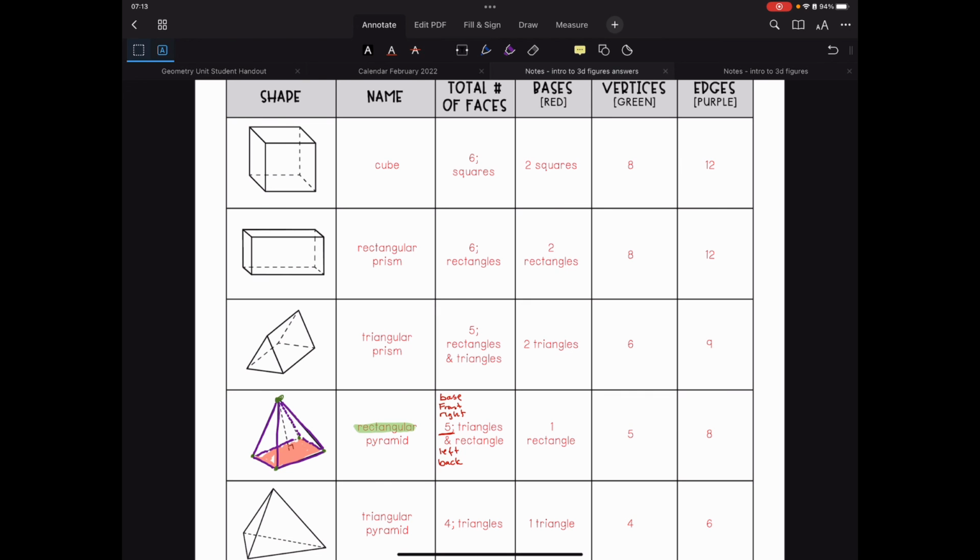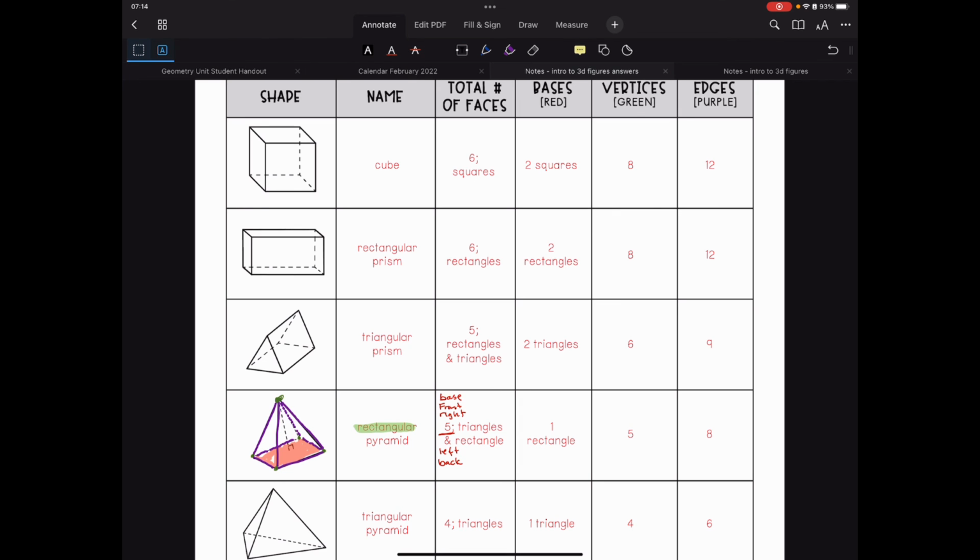Okay, so here are the answers. The first shape is a cube. It has 6 total faces that are squares. There are 2 bases. They are squares. There are 8 vertices and 12 edges. The second shape is a rectangular prism. There are 6 rectangles as faces, 2 bases, 8 vertices, and 12 edges.